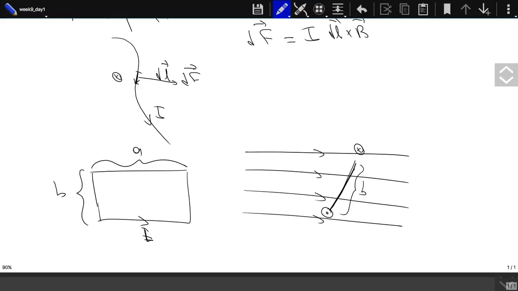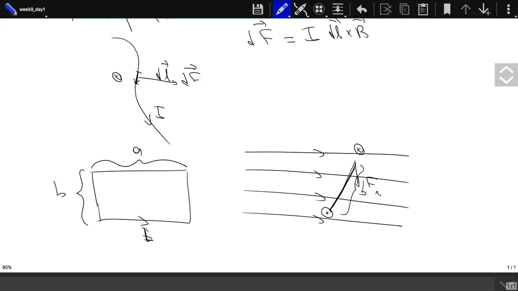Then we started looking at what forces act on the various parts. There are 4 segments of my wire. What are the forces acting on each part? There is the top part. In the top part, the current is going into the screen. The magnetic field is in this direction. Remember, dF is I times dl cross B. dl is into the screen. B is in that direction. So dl cross B, just use your right hand, is pointing downward. So the force acting on the top is pointing downward.